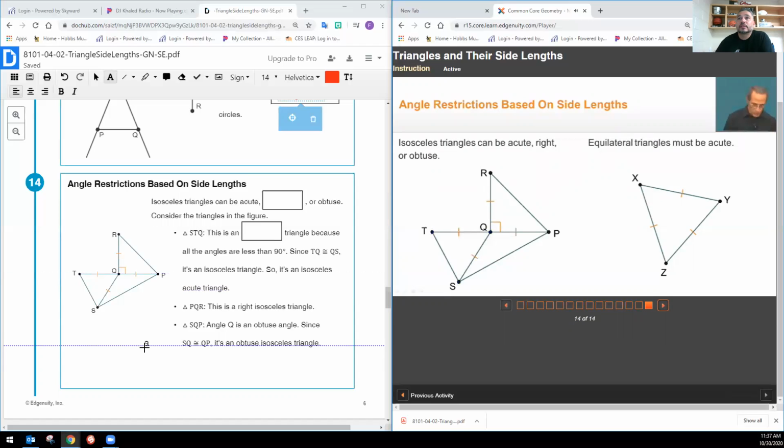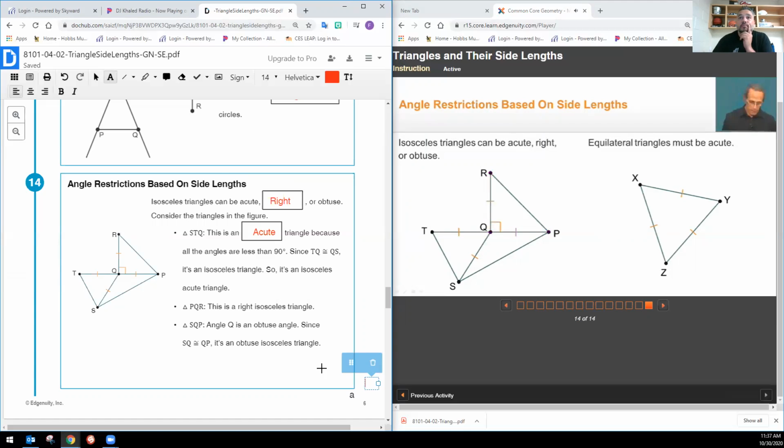We also have triangle PQR. And if you note the notation for perpendicular lines meeting, this means that we have a right triangle because angle Q is 90 degrees. And again, if you note the congruent marks, sides RQ and QP are congruent. So we have a right isosceles triangle.